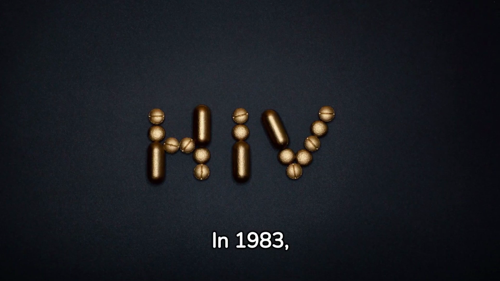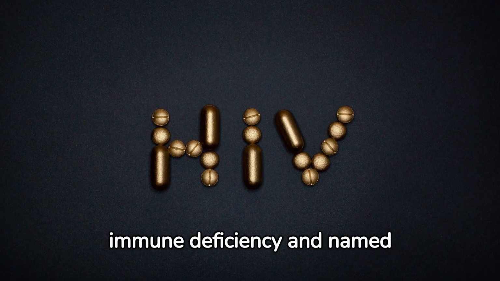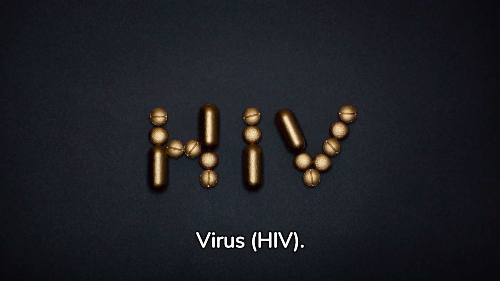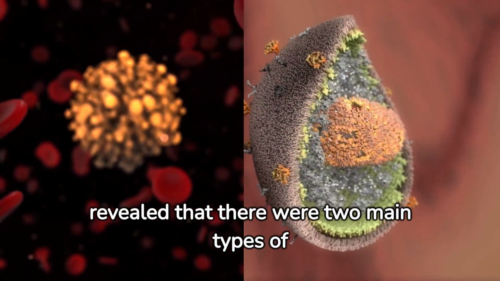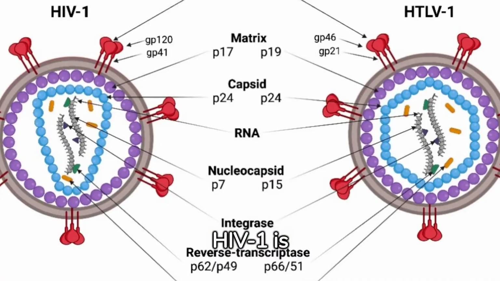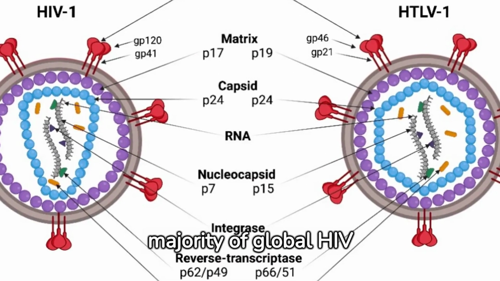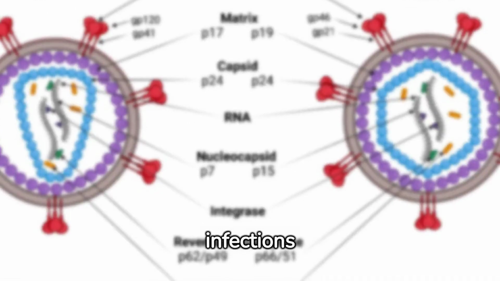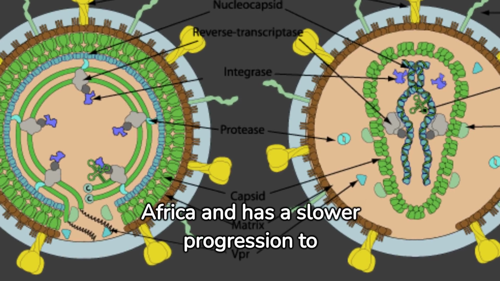In 1983, researchers isolated the virus causing this immune deficiency and named it human immunodeficiency virus, HIV. Subsequent research revealed that there were two main types of HIV, HIV-1 and HIV-2. HIV-1 is the predominant and more virulent strain, responsible for the majority of global HIV infections, while HIV-2 is primarily found in West Africa and has a slower progression to AIDS.